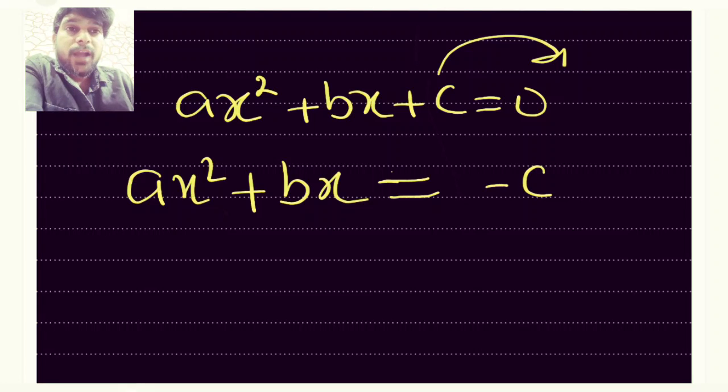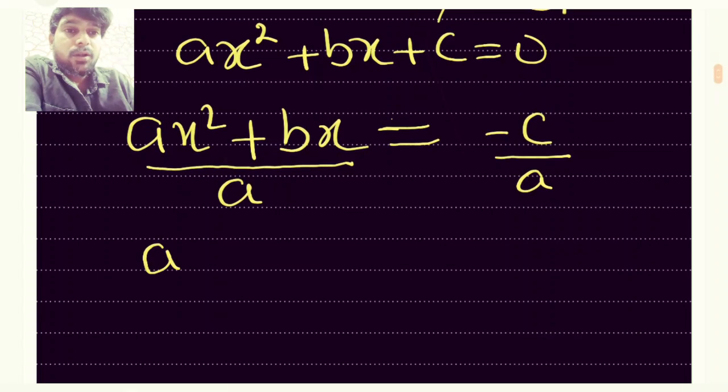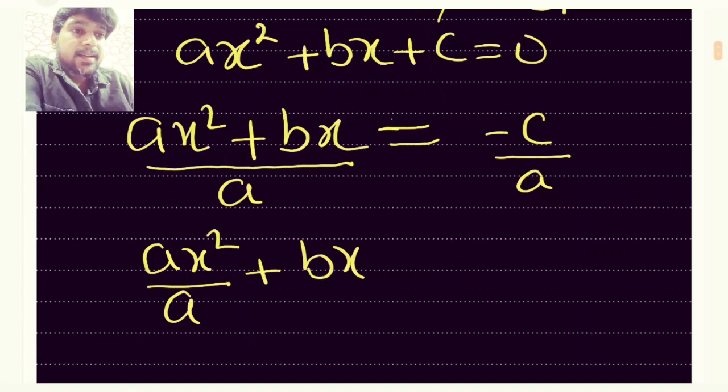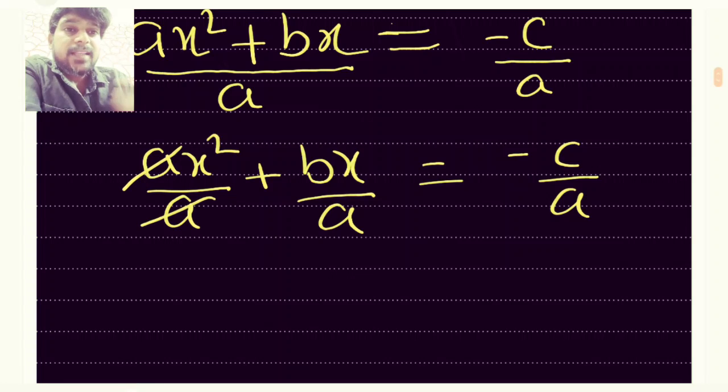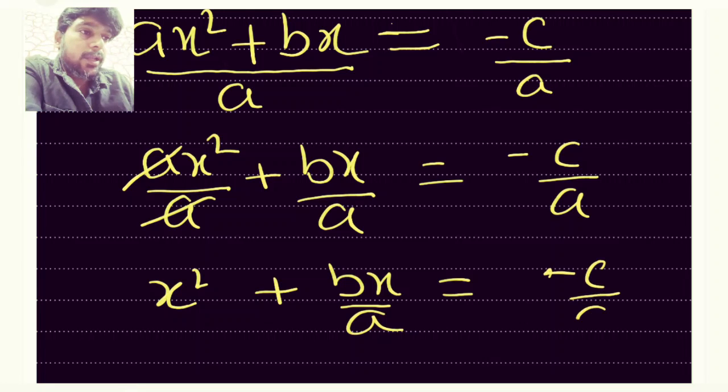Now what we have to do, we have to make the coefficient of x square as 1, so we are going to divide both the hand side, that is the right hand side and the left hand side of the equation, by a. Is it clear? So this equation, now when you're going to solve this becomes ax square by a plus bx upon a is equal to minus c upon a, isn't it, right? Now this a will get cancelled out with this, and the coefficient of x square becomes 1, plus bx upon a it becomes and is equal to minus c upon a, isn't it?